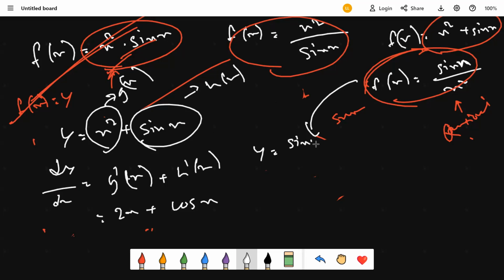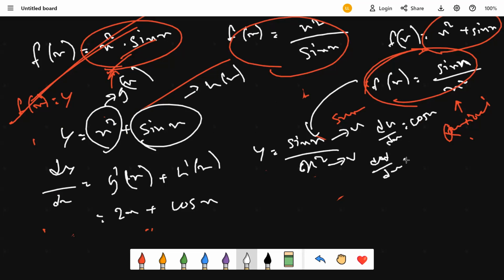So y equals sine x by x squared. And we have seen that in this case we have to change the u and v because they're upside down. So this is u, this is v. du by dx is in this case cos x, and dv by dx is 2x. Now dy by dx is what?